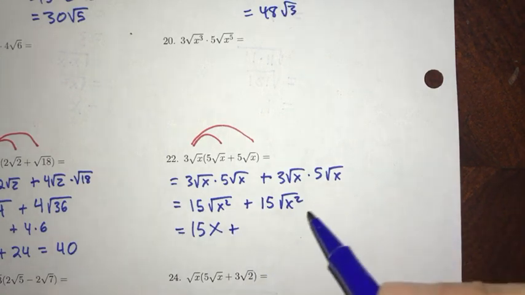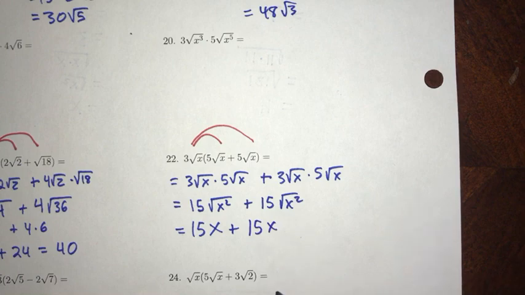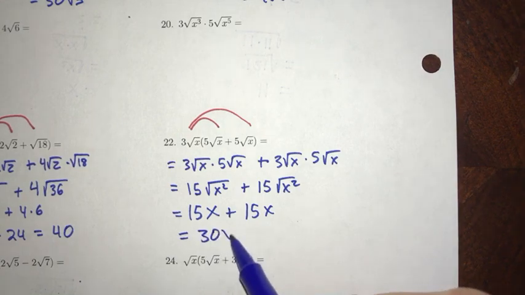It shrinks something down. And here, 15x again. That's an x. Hey, 15x, 15x. These are like terms. We're just adding, right? 30x.